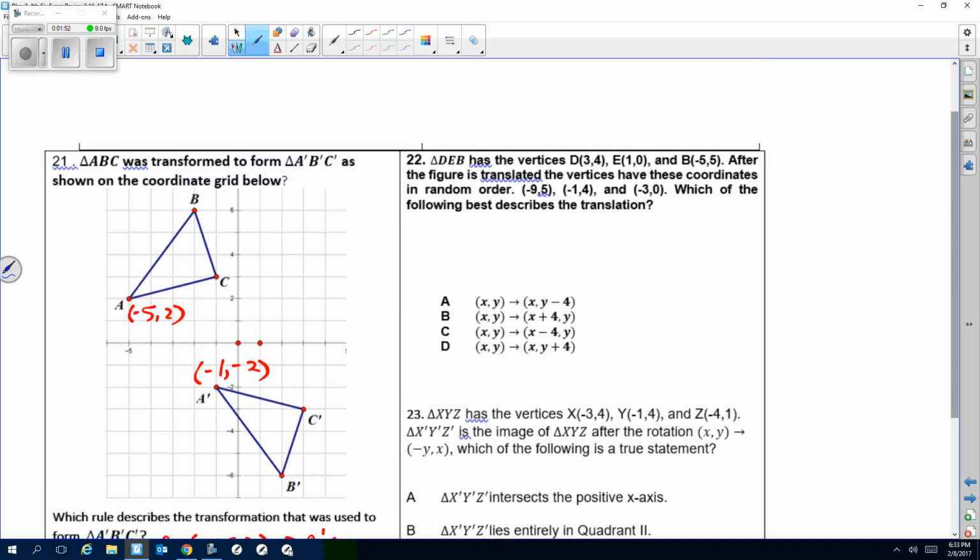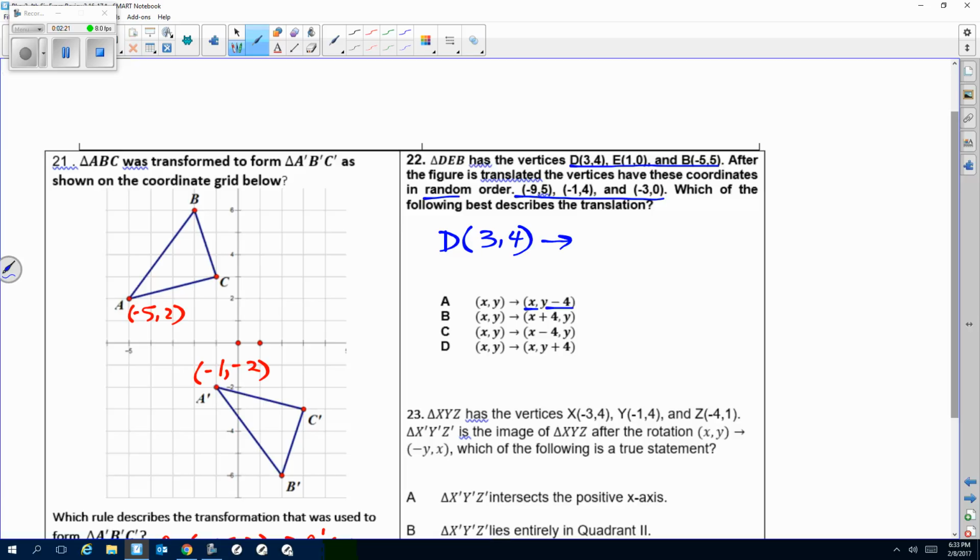So they tell you have your vertices D, E, B. After the figure is translated, the vertices have new coordinates in random order. Random order. Okay, there's our new coordinates. Here's our original coordinates. Which best describes it? Well, same thing. Pick a coordinate. Let's do our D. We got 3, 4. Now, with this, let's do this rule. Let's check. Our rule says x, comma, y minus 4.